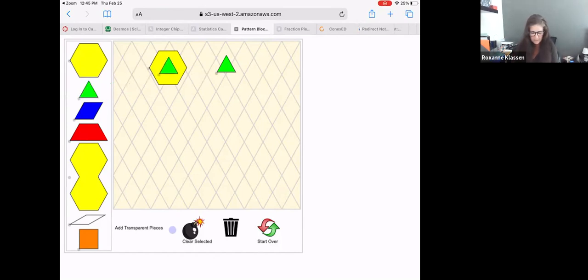But you can trade this hexagon. I really want these to snap into place. You really can trade this yellow hexagon for 6 green triangles. Do you agree? Okay, so on your paper, you would write in the new boxes, 6 green triangles plus 1 green triangle is 7 green triangles.